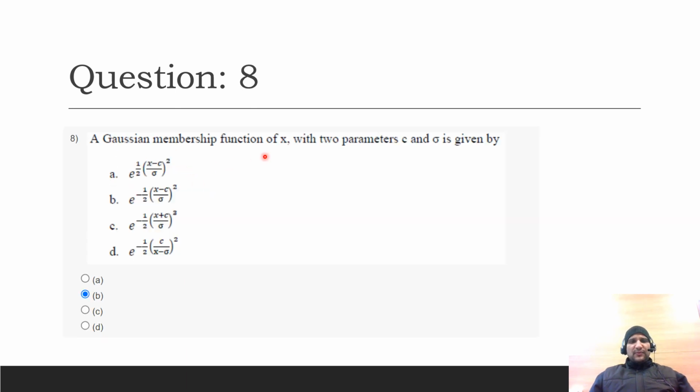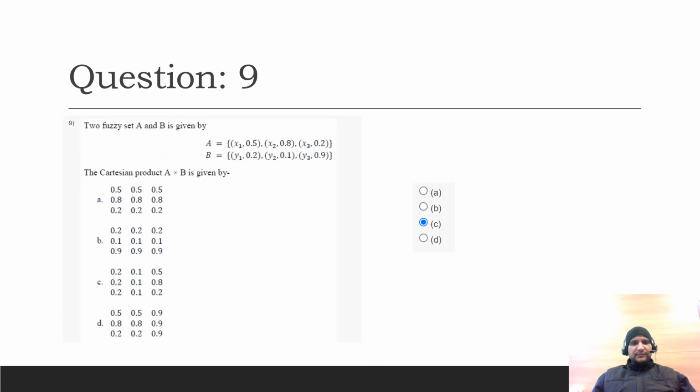A Gaussian membership function of x with two parameters c and sigma is given by, correct answer is B. It is a standard formula: membership function is e raised to the power minus 1 by 2 times (x minus c upon sigma) whole squared. So correct answer is B.